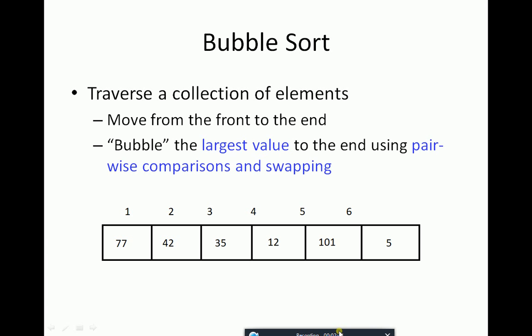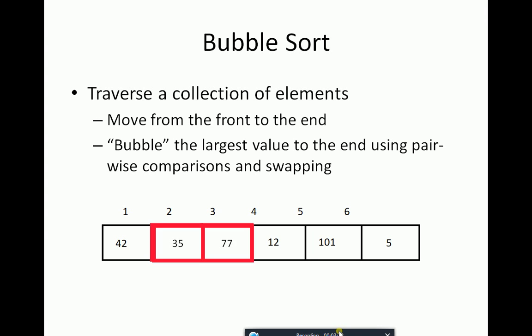Just look at this figure. In this figure, we are comparing 77 and 42 and we find they are not in order. What does it mean? Because 77 is greater than 42, if we are trying to sort this array in increasing order, we need to swap them. So they are swapped. Now this bubble window will shift by one element, and here we are comparing 77 and 35. Again we find it is not in order, so we need to swap again.